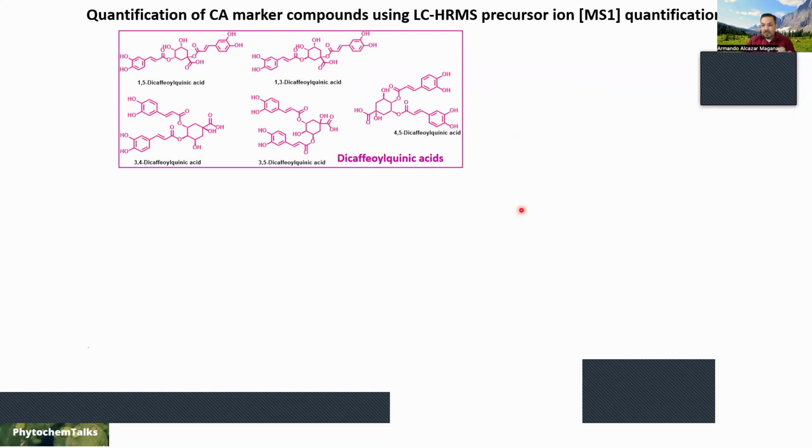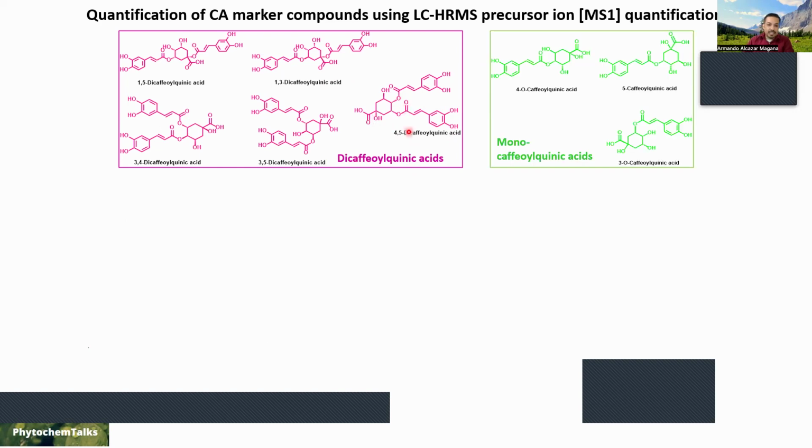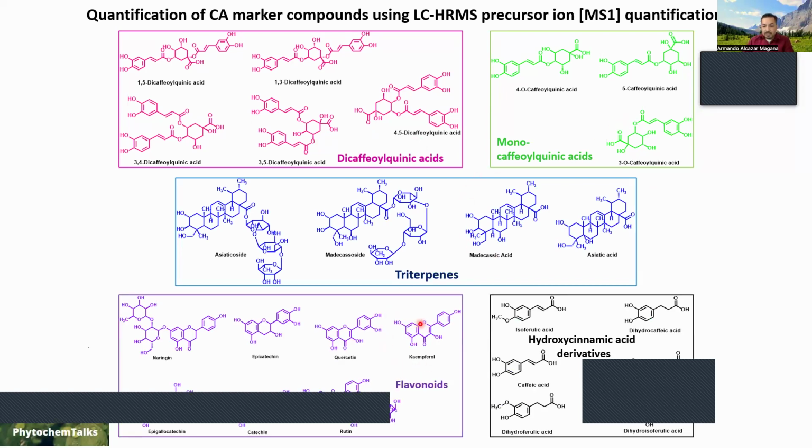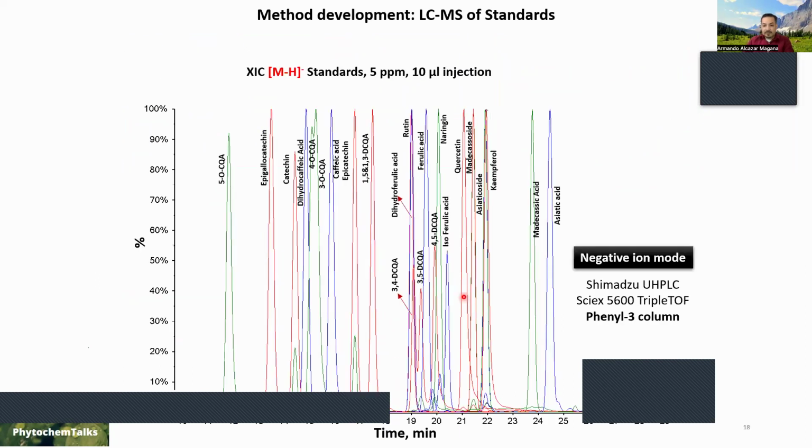So the next step to get the quality of this extract was to quantify some of those compounds. So we quantify a family of dicaffeoylquinic acids. Centella asiatica is particularly rich in these compounds. Monocaffeoylquinic acid, triterpenes, some flavonoids and some hydroxycinnamic acid derivatives that we have standards for. We used the standards in one of the methods.